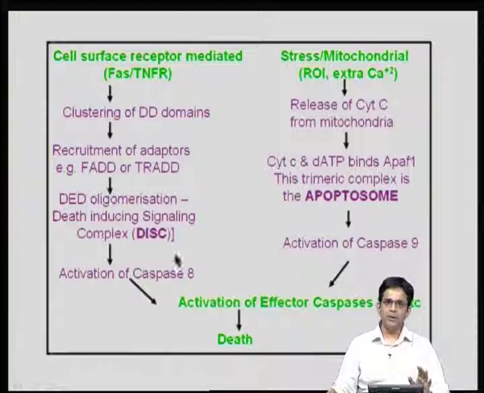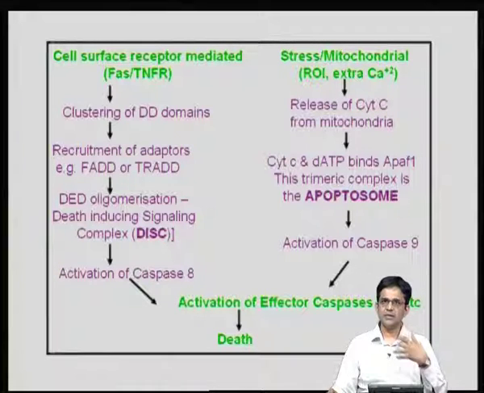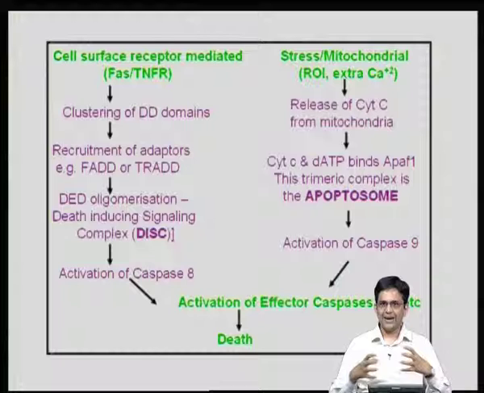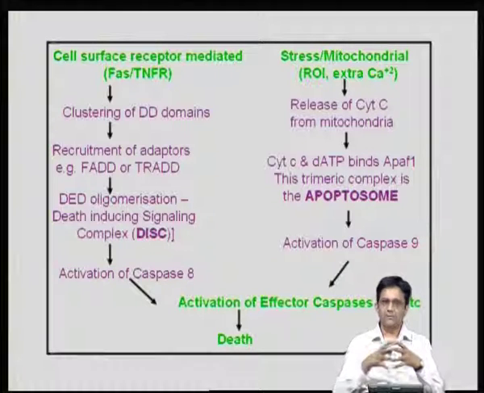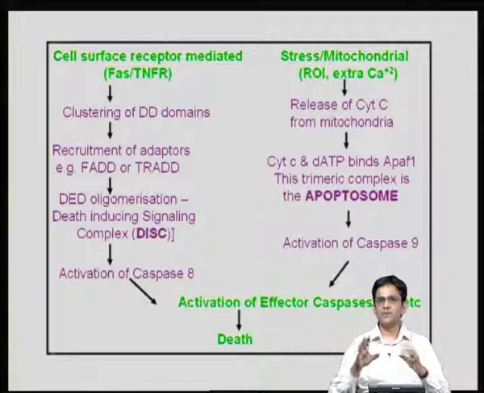So, we want to make sure that you understand this particular pathway, the cell surface extrinsic pathway, in very clear terms. Okay, it mainly goes through the FAS TNF receptor, and you have the clustering of the death domains, which will recruit adapters. And ultimately you have formation of the death inducing signaling complex, which activates caspase 8. That's why I said caspase 8 and caspase 9 are the important ones.